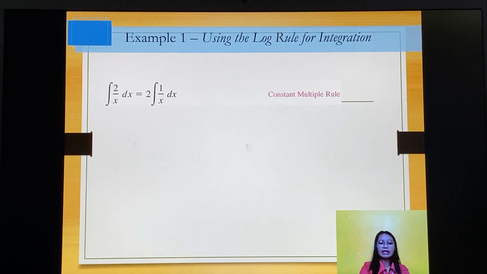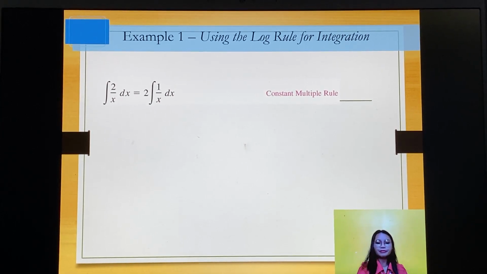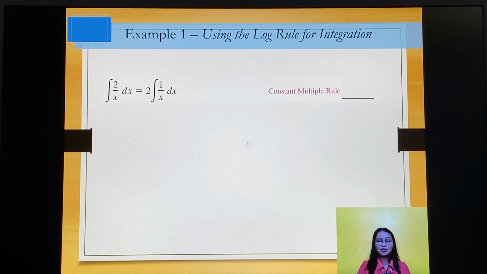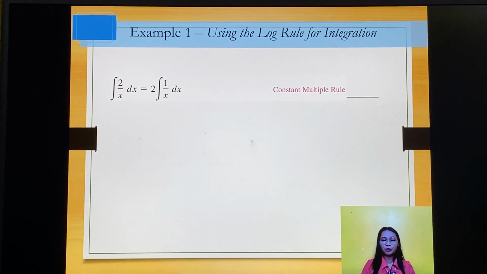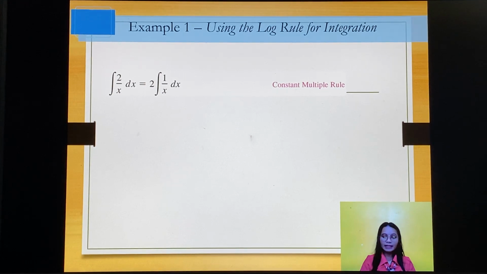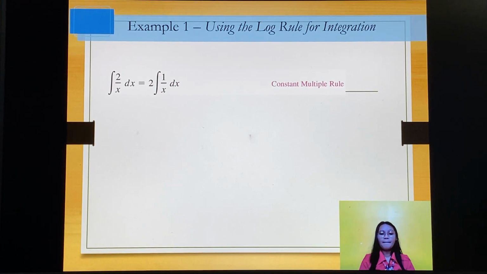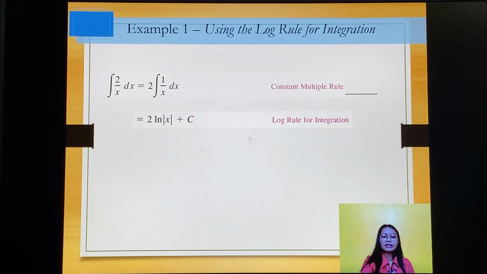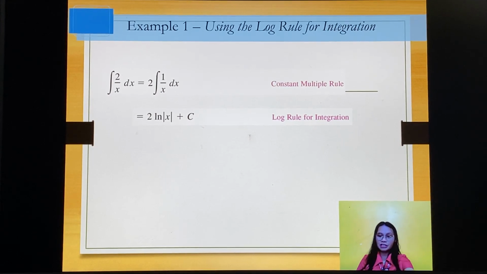So we have the following example using the log rule for integration. In this given example, the integral of 2 over x is found by applying the constant multiple rule, which states that the integral of a constant multiplied by a function is equal to the constant multiplied by the integral of that function. Next, the integral of 1 over x is found using the log rule for integration.